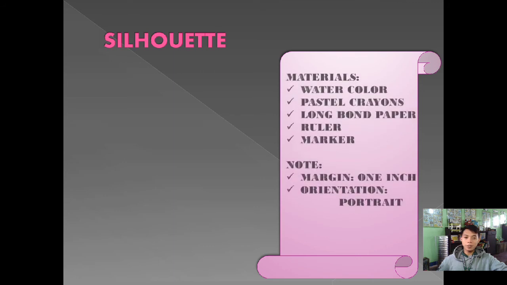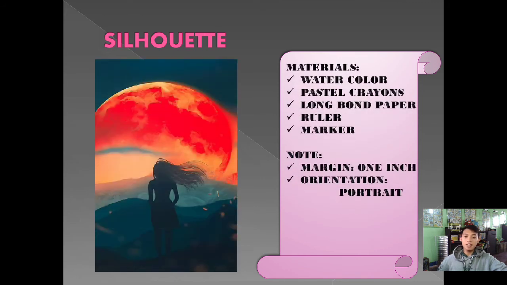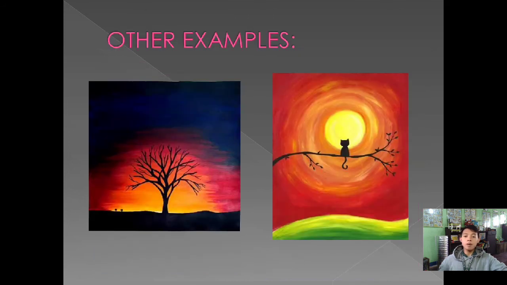Next, the silhouette. Okay, for the silhouette class, the materials needed are watercolor. You can also use pastel crayons. And of course, longband paper, then ruler and marker. Remember, margin is 1 inch, orientation is portrait.